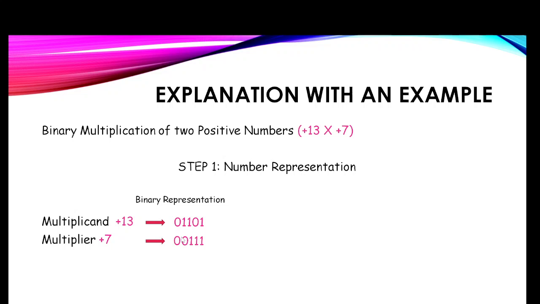The next step, we are supposed to convert that into 2's complement. If both the numbers are positive, we are not supposed to convert that into 2's complement. As such, what the binary representation was initially converted, 0, 1, 1, 0, 1, will be followed as such, and the multiplier 0, 0, 1, 1, 1 will be followed as such. The 2's complement will play a significant role only if any one of the multiplicand or the multiplier is negative. If the sign is negative, then only will we go for the 2's complement representation.